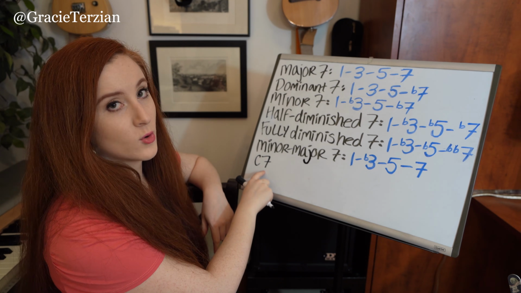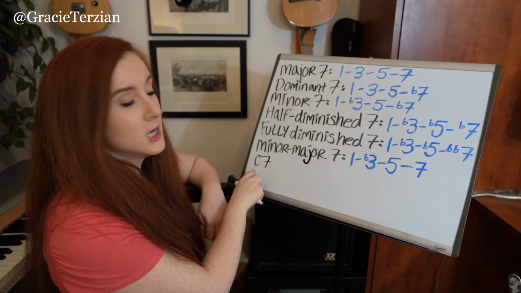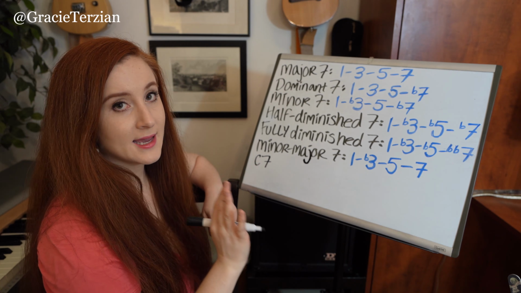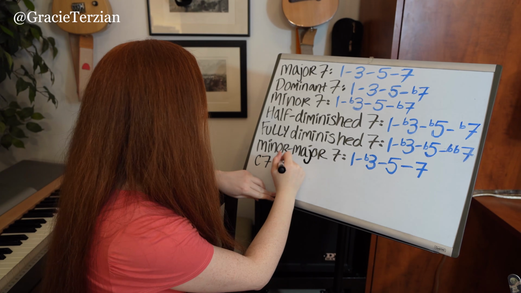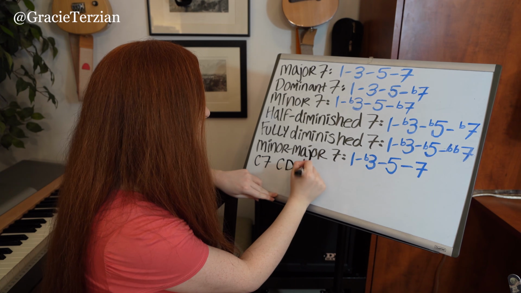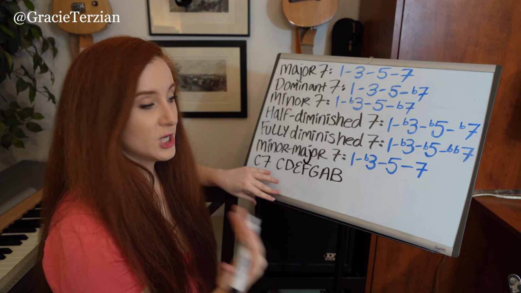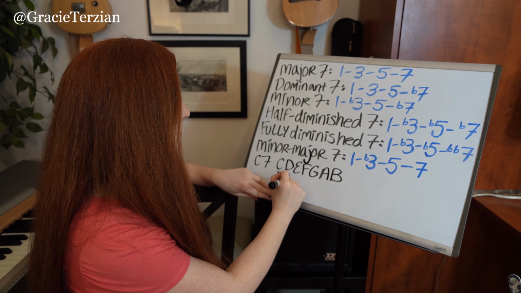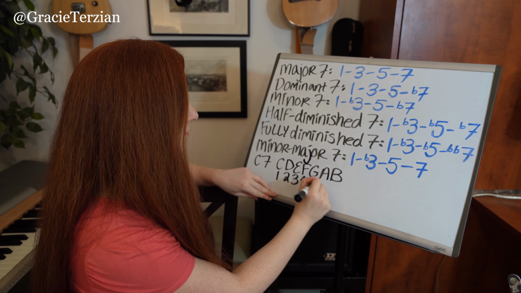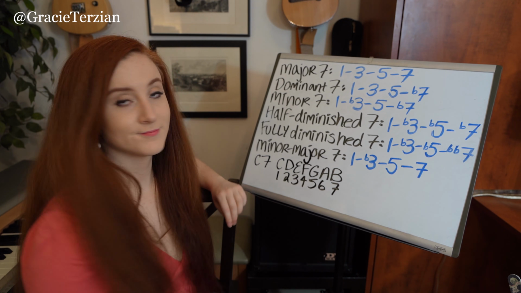Dominant 7 is the chord quality, but C is the root note. First I'm just going to write out a C major scale: C, D, E, F, G, A, and B. And then remember what I'm going to do? I'm going to number that scale, 1, 2, 3, 4, 5, 6, and 7.